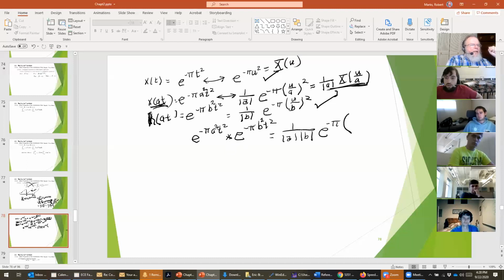So therefore, the convolution of this would be equal to the product of their Fourier transforms, which look to be 1 over a squared plus 1 over b squared, times u squared, right? Did I get that right?